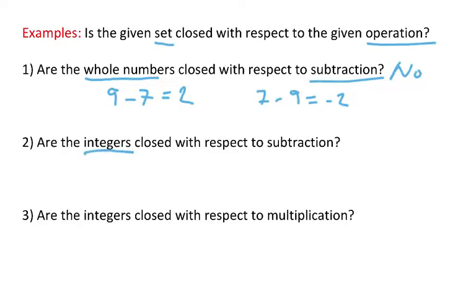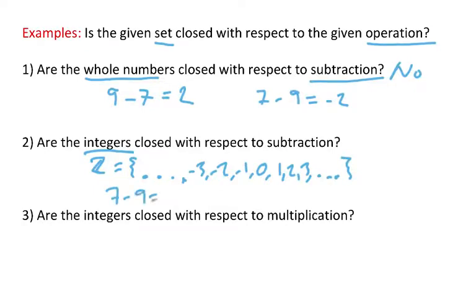If you change the set, maybe it will be. Are the integers closed with respect to subtraction? The integers, which we often represent by the letter Z, include the whole numbers and all of their opposites. So that would be this set: -3, -2, -1, 0, 1, 2, 3, and so on in both directions. And here, if I took 7 minus 9 and got -2, I'd be just fine because that would be an integer. I can even throw in all kinds of negatives if I want.